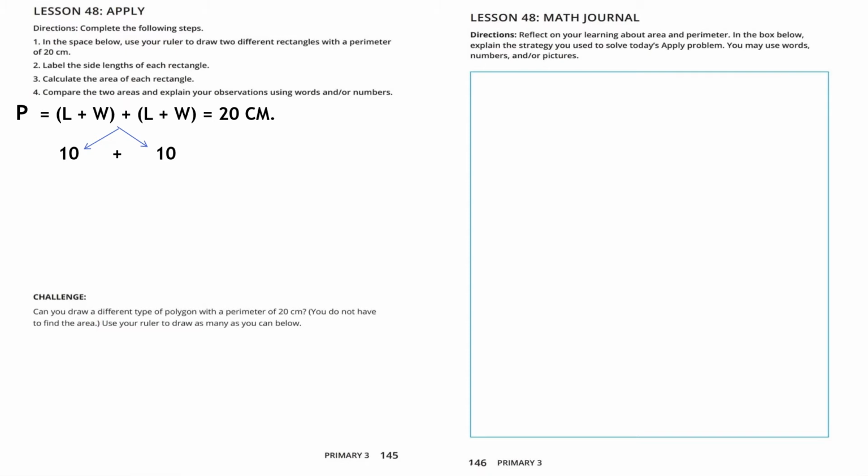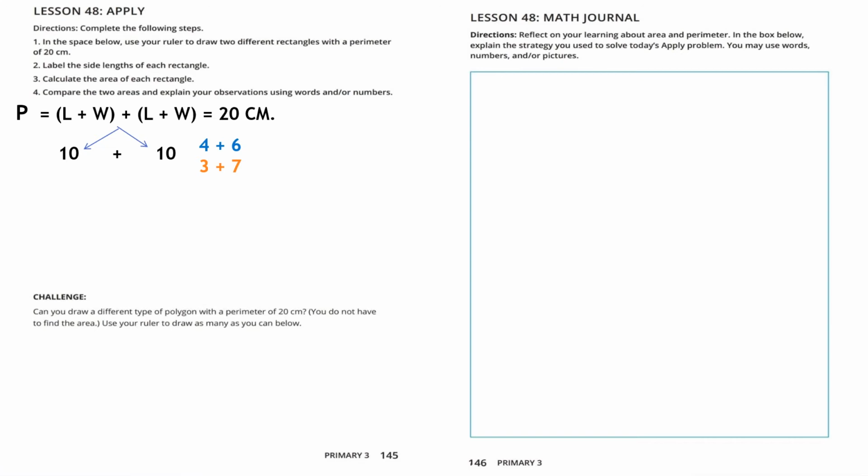What plus what will give me 10? We can say 4 plus 6 or 3 plus 7. 4 plus 6 equals 10 and 3 plus 7 equals 10. They are the length and width. Okay, the length is the longest side and the width is the shortest side. So let's draw the 3 plus 7 rectangle.